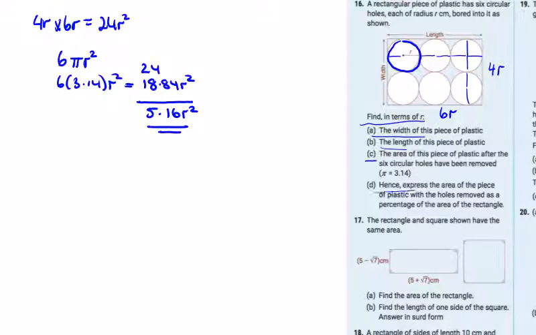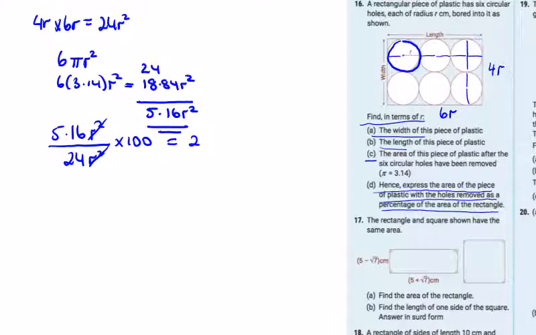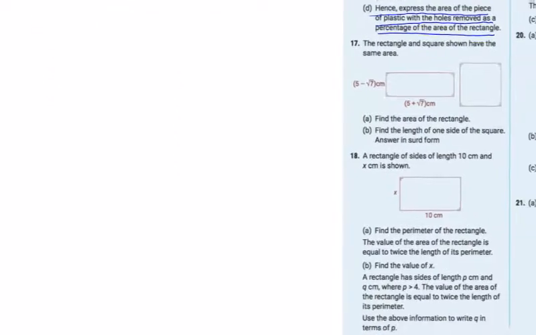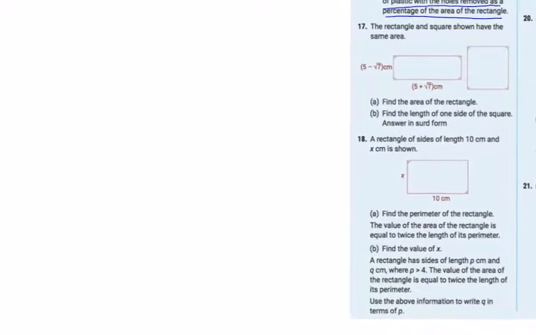And D, hence express the area of the piece of plastic with the holes removed as a percentage of the area of the rectangle. So that's just our 5.16 that we already have. Well, it could be r squared if you wanted. We don't need the r squared here, over 24. So 5.16 over 24 times 100 works out to be evenly 21.5%. That's question 16. Question 17, the rectangle and square shown have the same area.